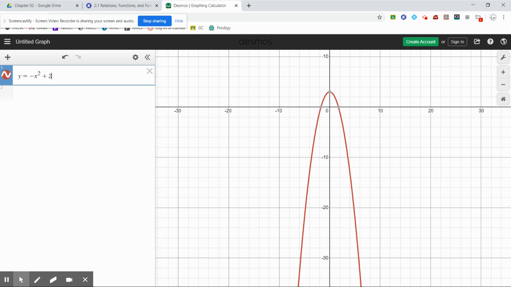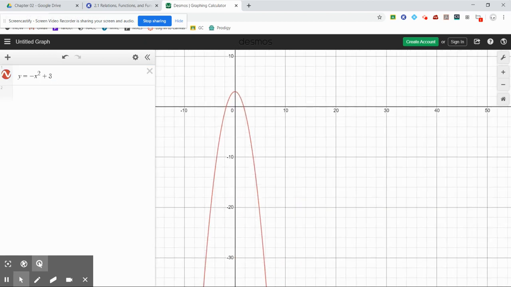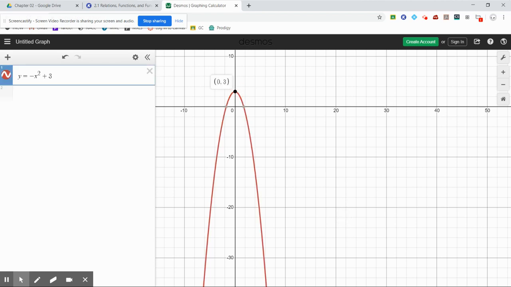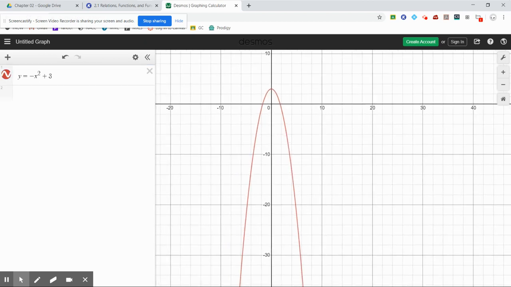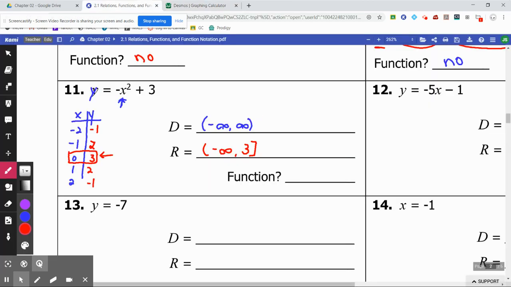It does not stop. However, look at your range. Look at your uppers and lowers. The highest that your graph ever gets is right here. It never gets any taller anywhere above, look at that Y value, 3. So therefore, that's another way of seeing your range: the highest point on your graph is 3, and that's what we did here. Your range goes from -infinity to 3.